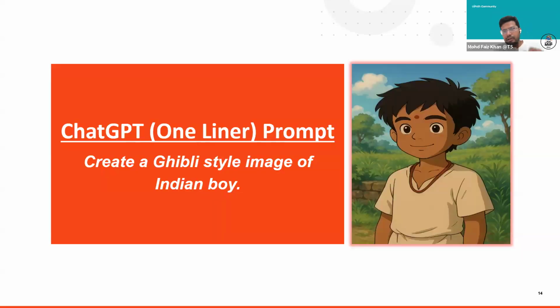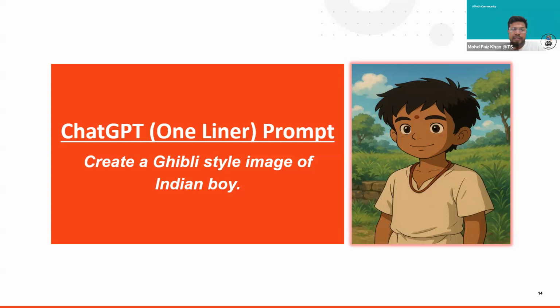Here is a quick example of a one-liner prompt. I have written this prompt in ChatGPT: create a Ghibli style image of an Indian boy. You can see it has generated an Indian boy image with some background, some Indian styling and costume. So it looks like a village boy. It has generated this based on the one-liner prompt we provided.